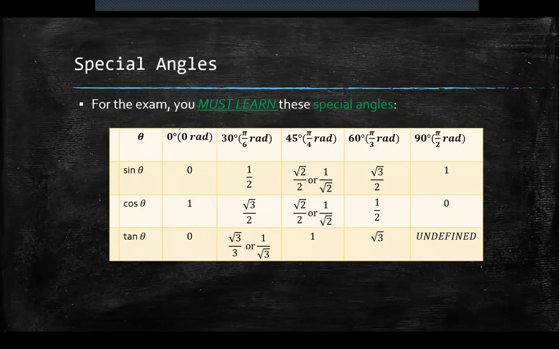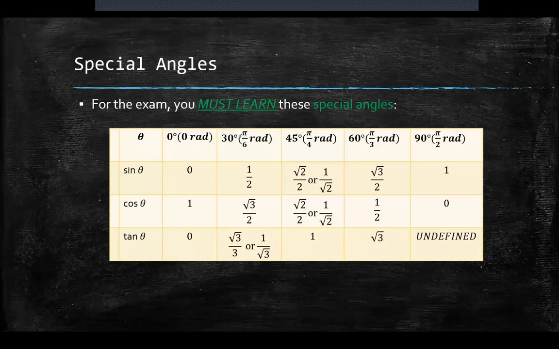If I have sine of 0 degrees, 0 degrees is the same as 0 radians, right? So sine of 0 degrees or 0 radians is 0. Cos of 0 degrees or 0 radians is 1. Tan of 0 degrees or 0 radians is 0. Sine of 30 degrees, also known as pi on 6 radians, is a half. Cos of 30 degrees or pi on 6 radians is root 3 on 2.